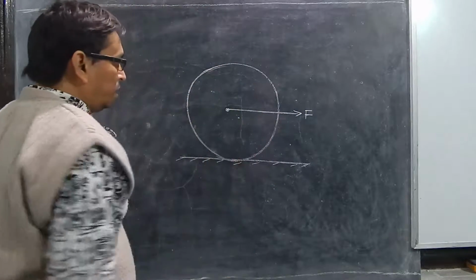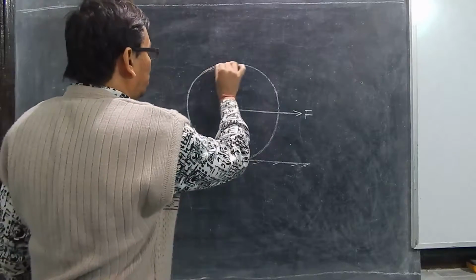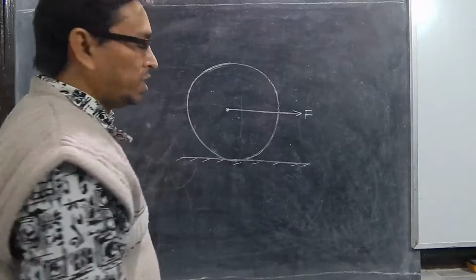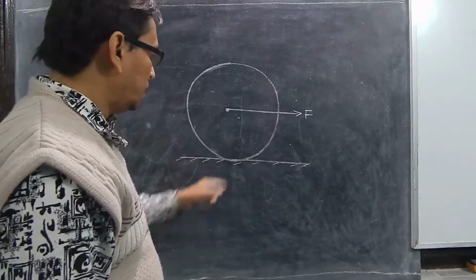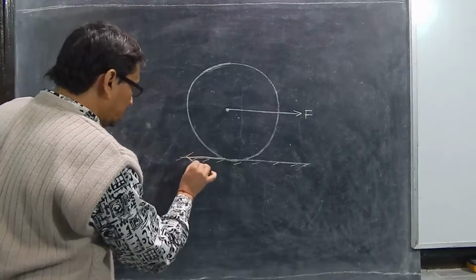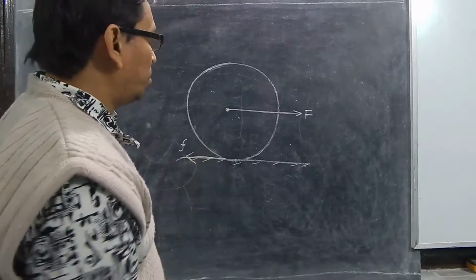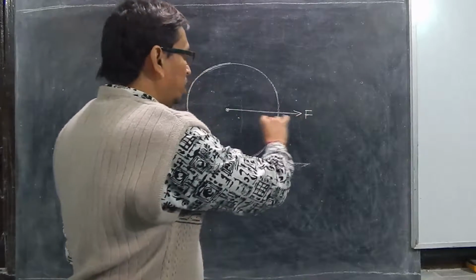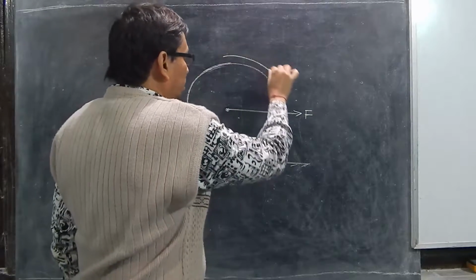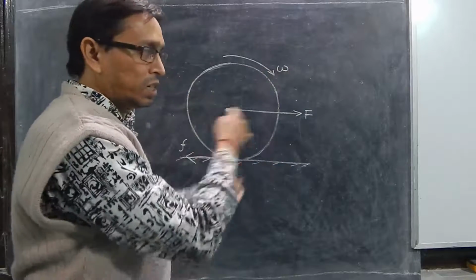So when you are applying the force from the middle of this body, means through the axis, that means the frictional force must be working in this direction, in opposite direction to that of the force. So this is the direction of the frictional force. Now the question is why? Because when you are applying this force, the body has to roll in the forward direction, that means in this direction.